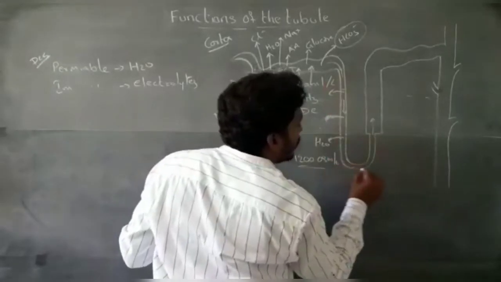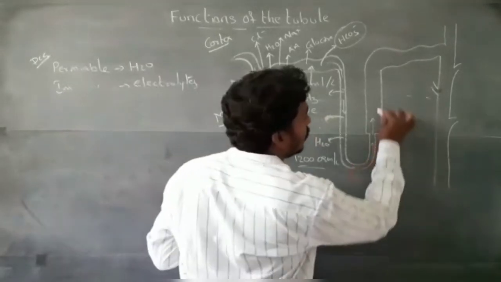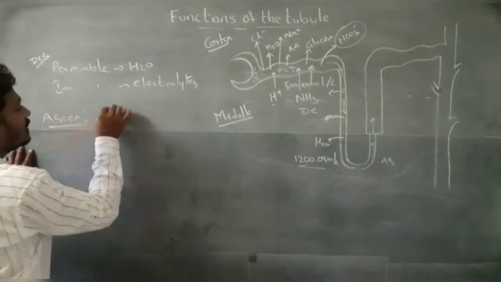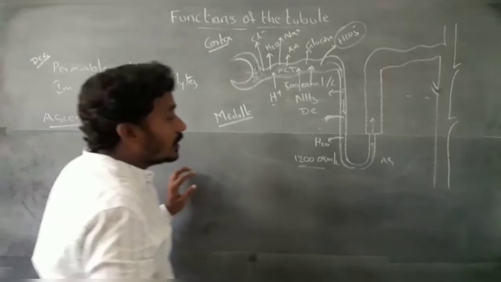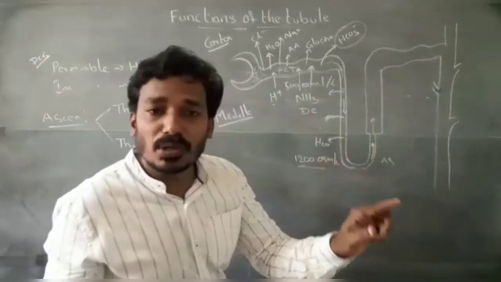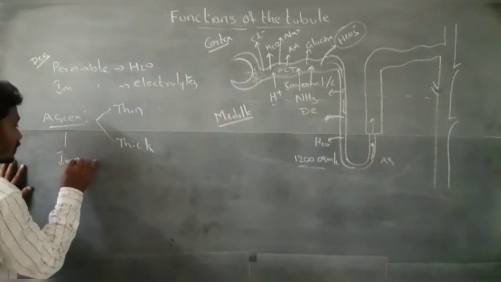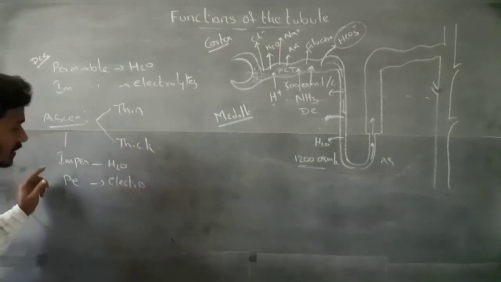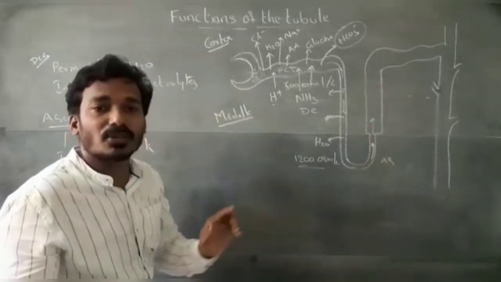This is the descending limb. Next, the ascending limb. The ascending limb has two regions, thin and thick. The ascending limb is impermeable to water and permeable only to electrolytes. This is important.